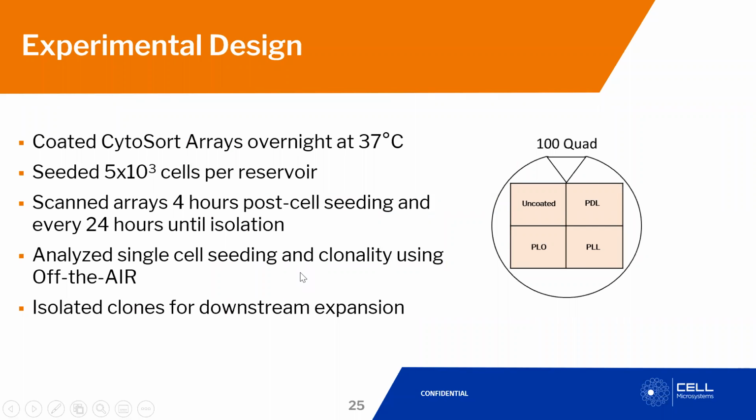In this experimental design, we coated 100 quad CytoSort arrays for each of the cell lines with either uncoated, PDL, PLO, or PLL overnight at 37 degrees. We seeded 5,000 cells for each of the reservoirs, and then we scanned the arrays 4 hours post-cell seeding to get our initial time 0 to determine single cell attachment, and then every 24 hours until isolation and retrieval. We analyzed the single cell seeding and clonality using the next generation AIR software, and then isolated those clones of interest for downstream expansion to determine whether or not they could go back into suspension culture.